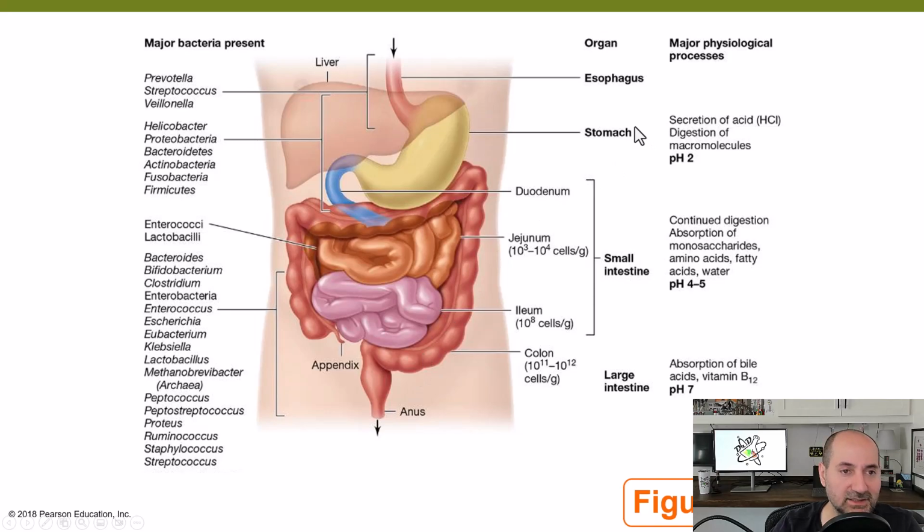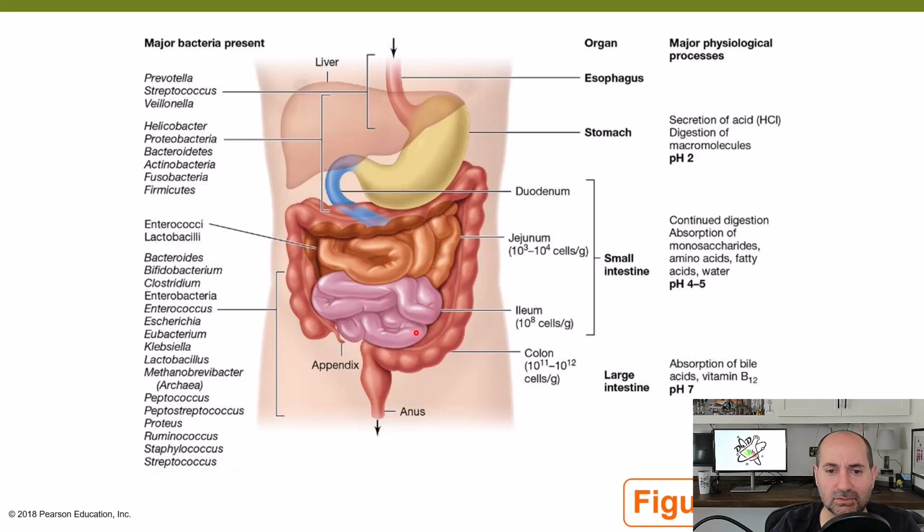Here you can see the GI tract and the major bacteria present on the left. You notice how different groups of bacteria are prevalent along different parts of the GI tract. That makes sense because there are different conditions along the path of the GI tract. The stomach, for instance, is highly acidic, so unless you are capable of living in an acidic environment, you're not going to thrive very well in the stomach region.